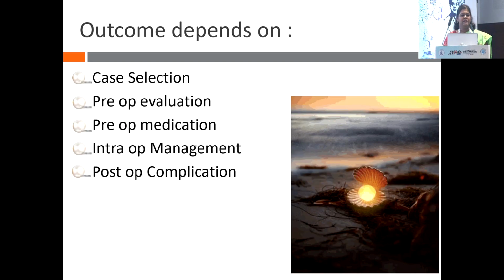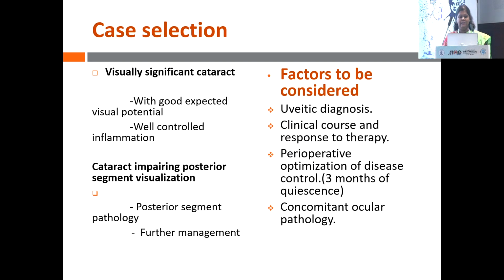So the outcome of the surgery is going to depend on the case selection, pre-op evaluation, pre-op management, intra-op management, and post-op complications. As we said earlier, the first point is case selection. We have two categories of patients. One is visually significant cataract with well-controlled inflammation. In these patients, you can actually expect a good visual outcome, but you have another category.